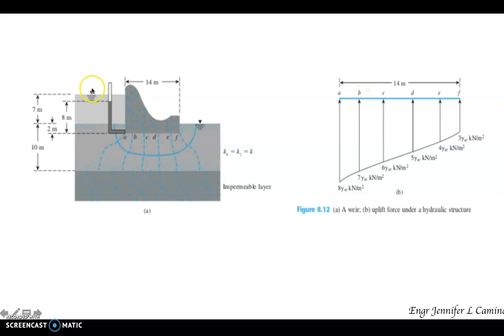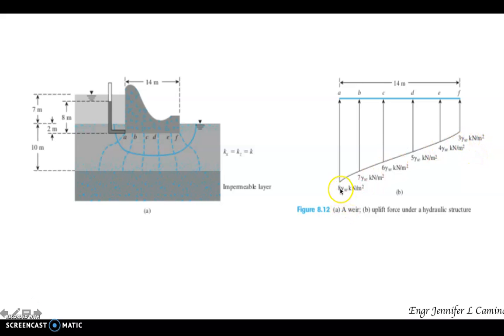At point B, that would be 7 plus 2, this distance towards this point, minus point B is the second point, minus 2 times the head loss for each potential drop times 1. So the result, multiply that one to the unit weight of the water. For example, at point F, uplift pressure at point F, so that would be 7 plus 2 minus 1, 2, 3, 4, 5, 6. So point F is on the 6th point, so that would be minus 6 times 1. Then the result will be multiplied to the unit weight of the water.